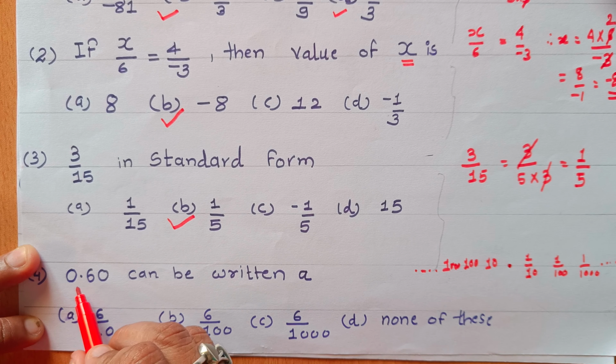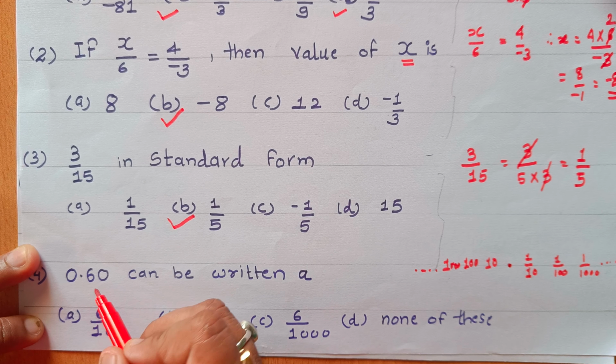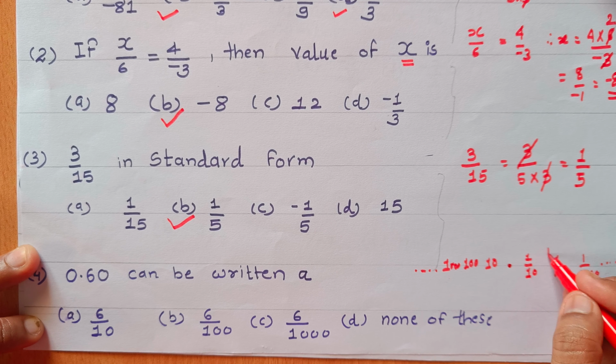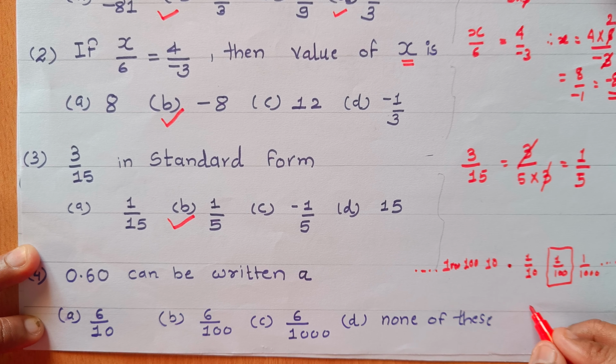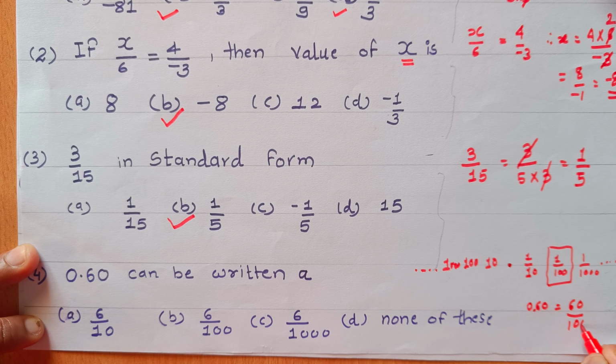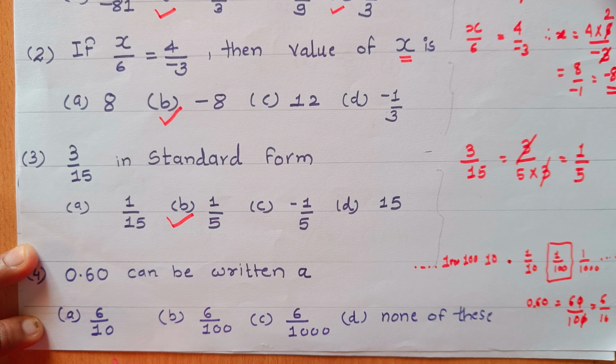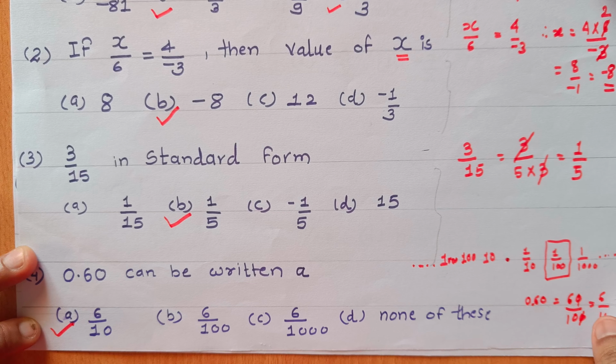So here the decimal is 0.60. 0.60 is on the 1 by 100 place. So the answer is 0.60 is equal to 60 by 100. 0, 0 cut is equal to 6 by 10. So our answer is A, 6 by 10.